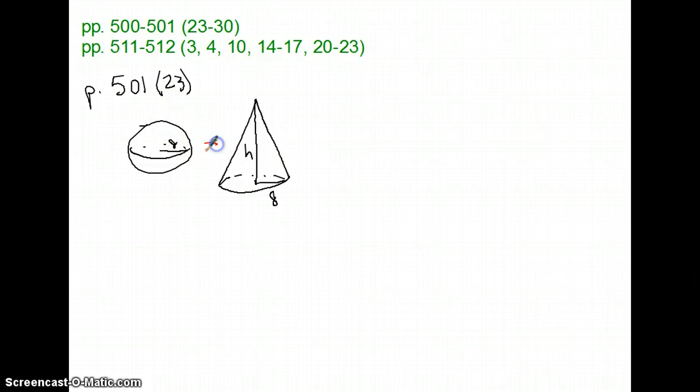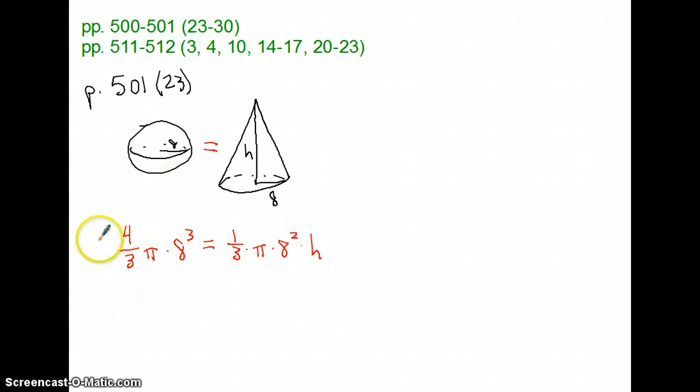Alright, these things are supposed to have the same volume, and they have the same radius. The question is, what's the height? The volume of that thing is 4/3 pi r cubed. You could figure that out and then go to this thing and try to solve it, but I'm going to be fancy. I'm going to do this all at once. This is 1/3 pi r squared h.